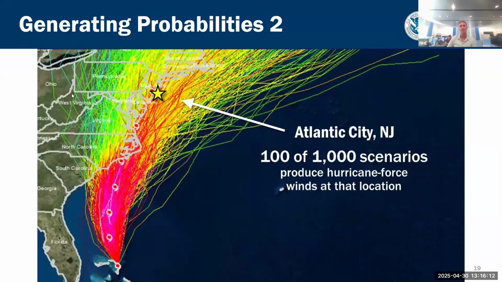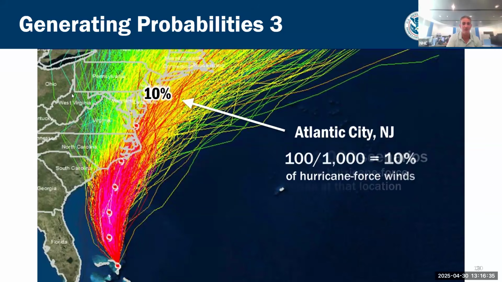So let's show you how to use it. Let's say the only city you care about is Atlantic City, New Jersey. I spent a fair amount of time there. For this particular circumstance, you can see the solutions ran out. You're looking at the star, which is where Atlantic City is located, and 100 of these 1,000 scenarios produce hurricane force winds at Atlantic City. So just simple math here, 100 divided by 1,000 is 10%. And the way you should interpret that is Atlantic City has a 10% chance of seeing hurricane force winds.